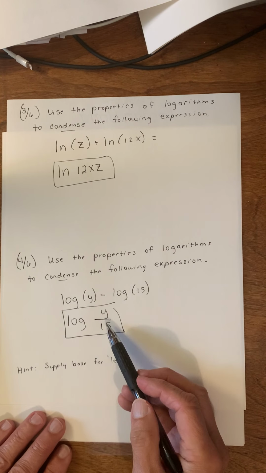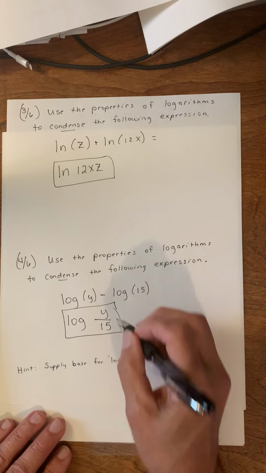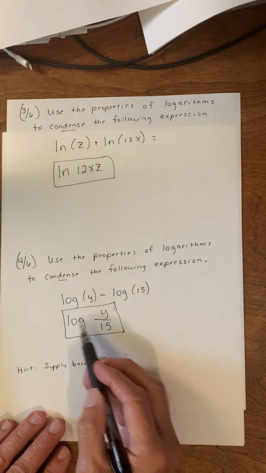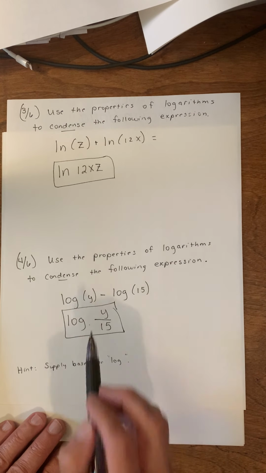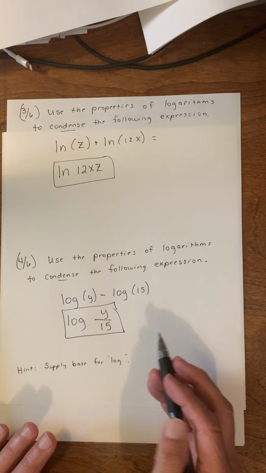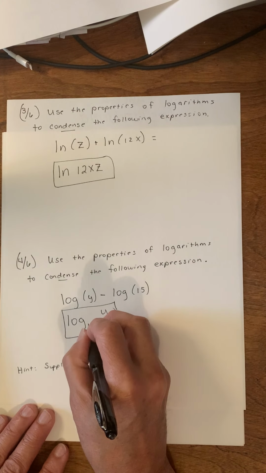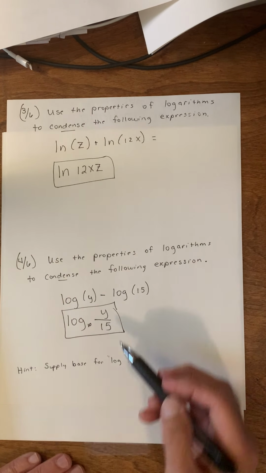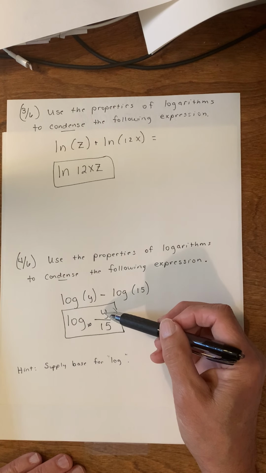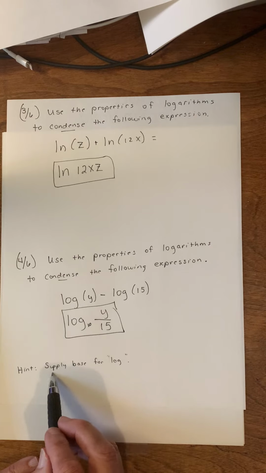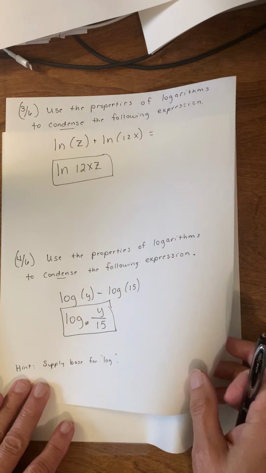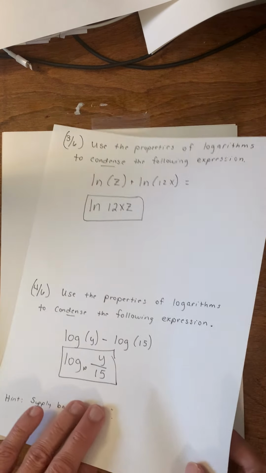Now, one thing I noticed on this particular problem was, you and I both know that log without a base mentioned means log base 10. But on this particular problem, for whatever reason, Hawks required me to put in a visible base. So I had to write log base 10 of y over 15. So keep that in mind on this particular problem. All right.